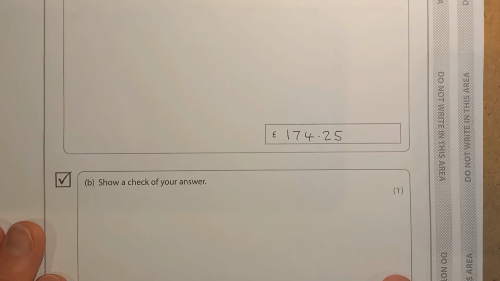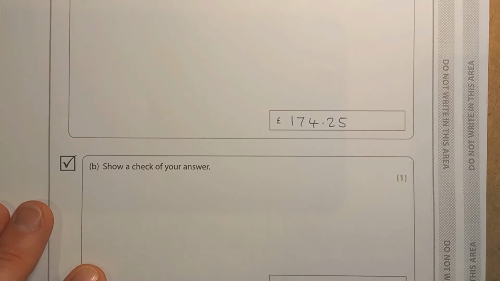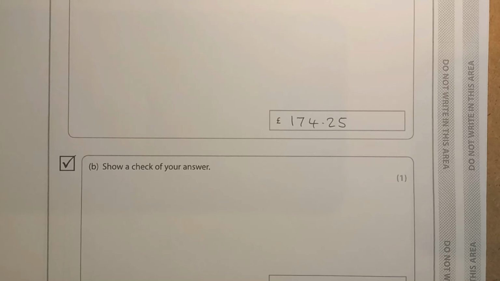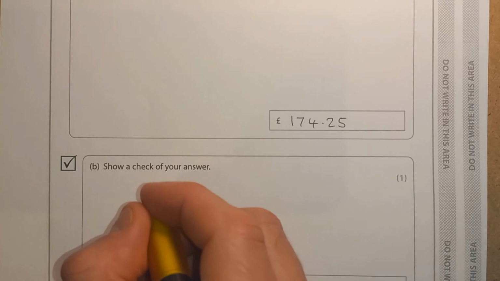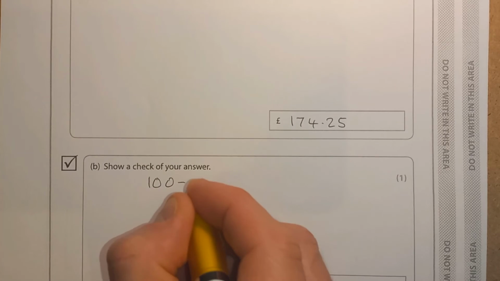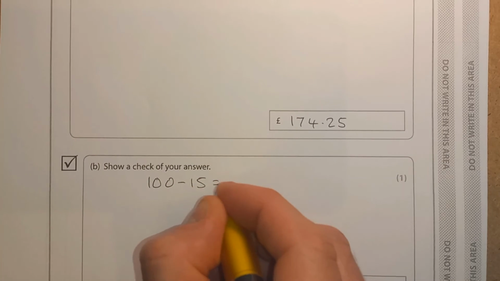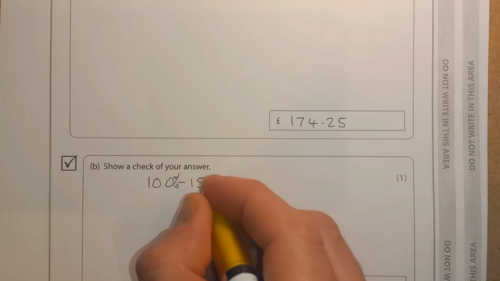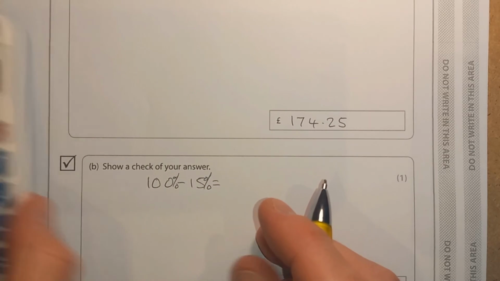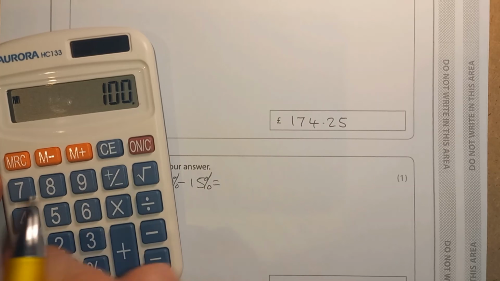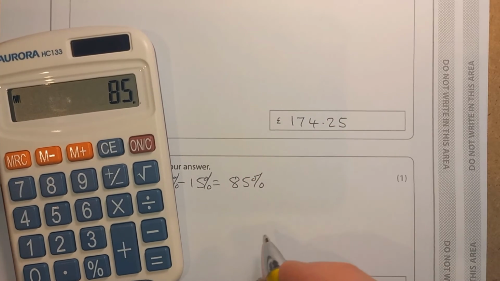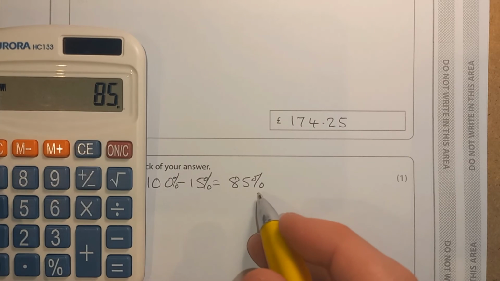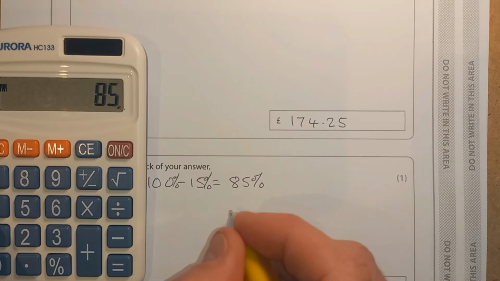Now we're asked to show a check of your answer. Right, you could do a reverse calculation. I'm going to do something a bit different. I'm going to say, well, if it's 15% off, you can think of it as 100 minus 15. So 100%, we take off 15%. That leaves us with 85%. So in other words, the price after the discount is 85% of the original.